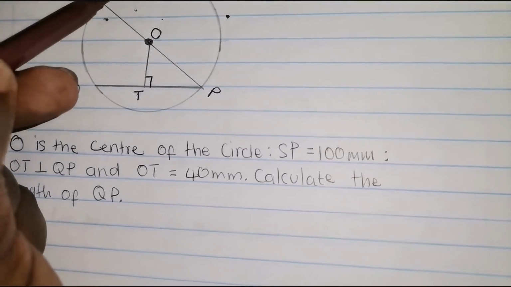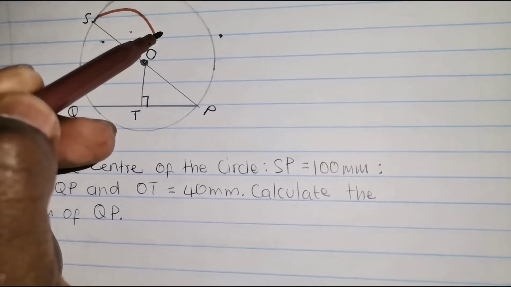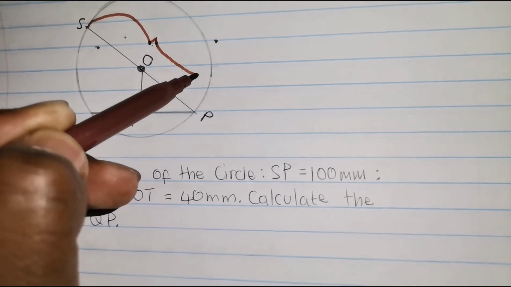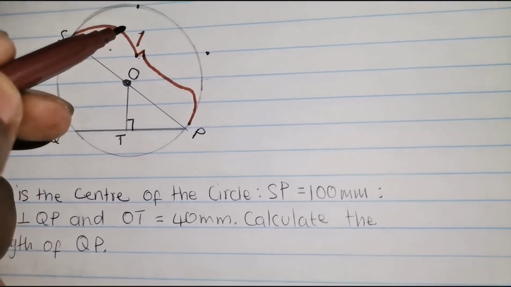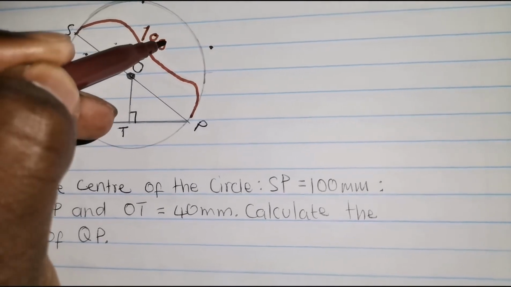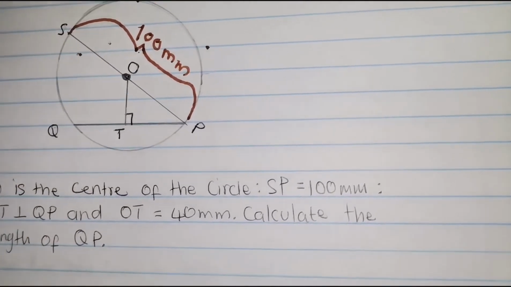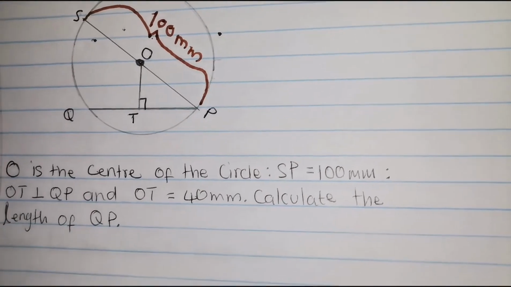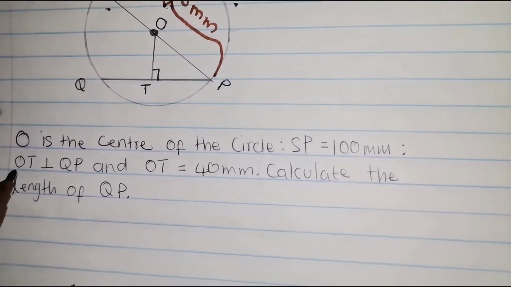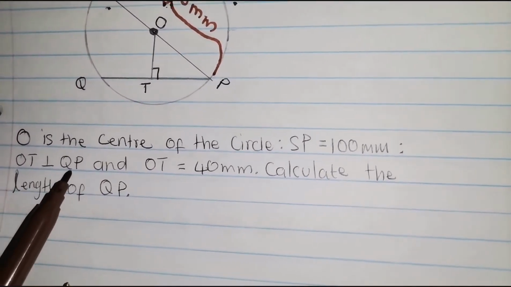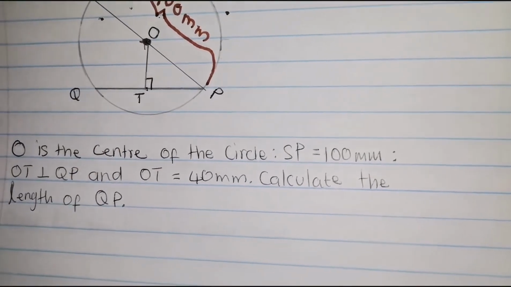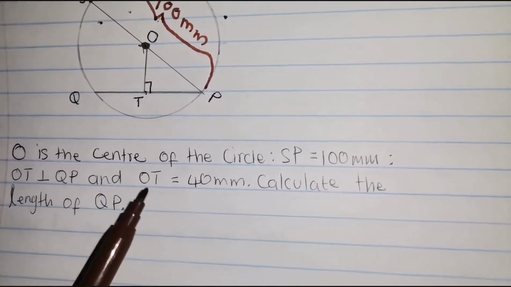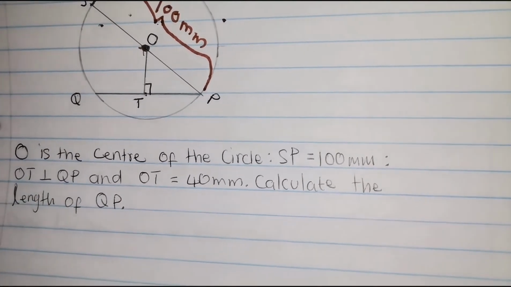From here to here equals 100 millimeters, guys. Simple, right? Then OT is perpendicular to QP. OT, QP perpendicular. Remember, guys, remember. And OT, where is OT? Here.